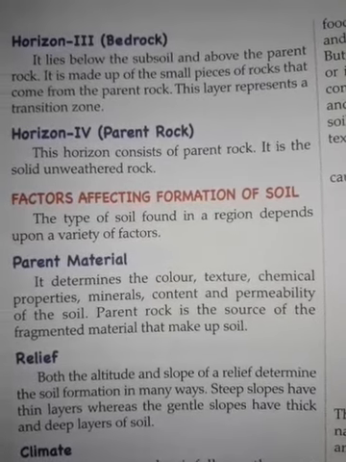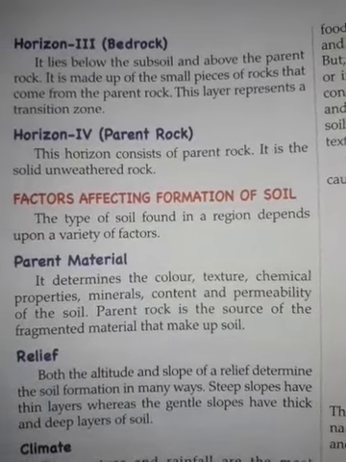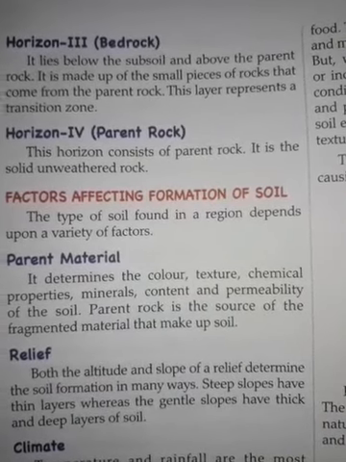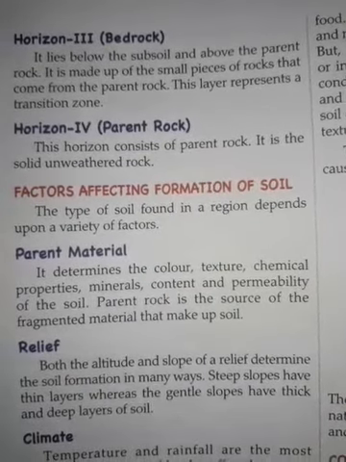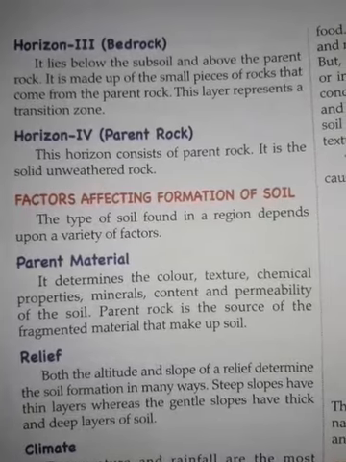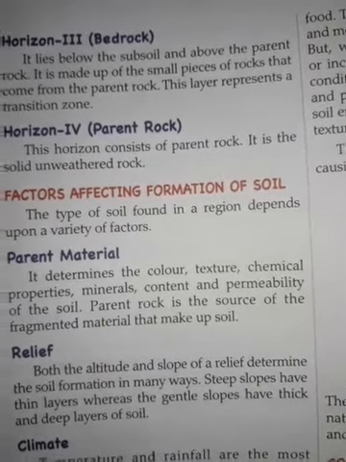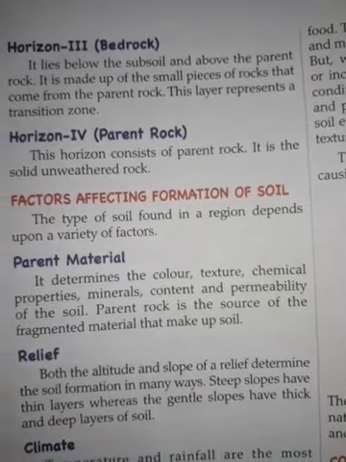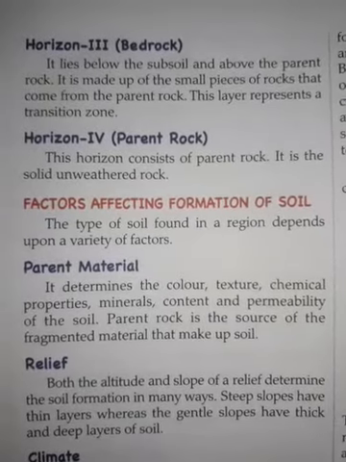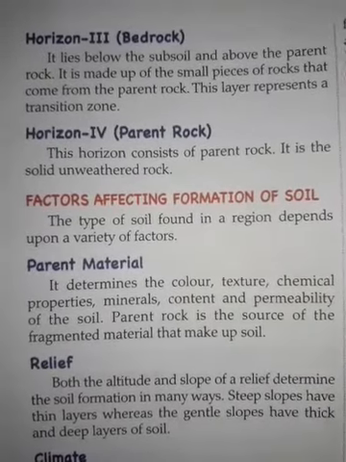Then horizon 4, which is the parent rock, is beneath all the other layers. This zone is where the parent rock or the bedrock is found. The bedrock is the unweathered rock that decides the soil kind.